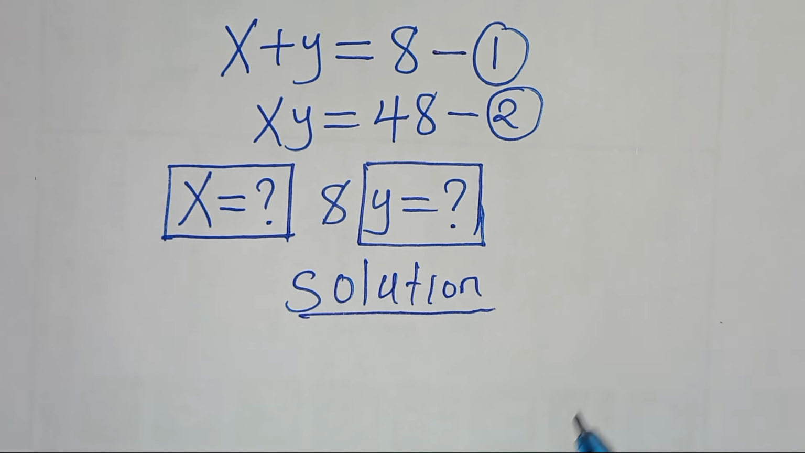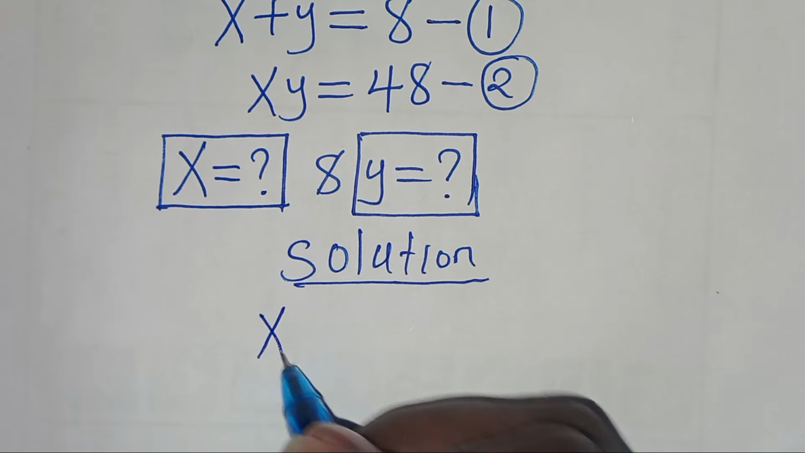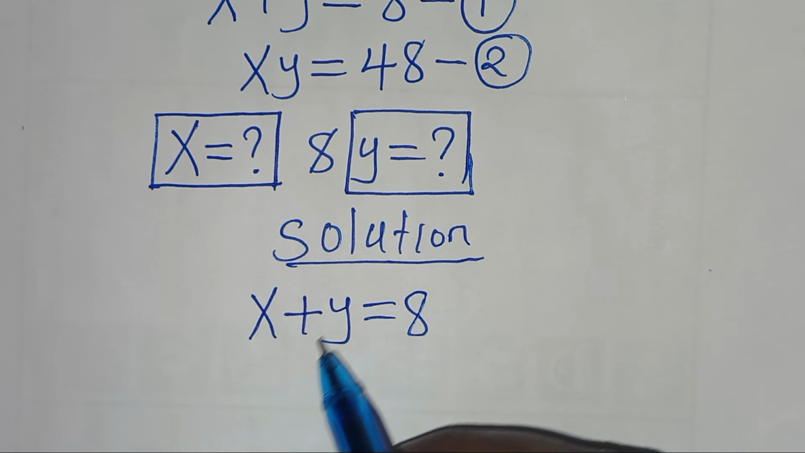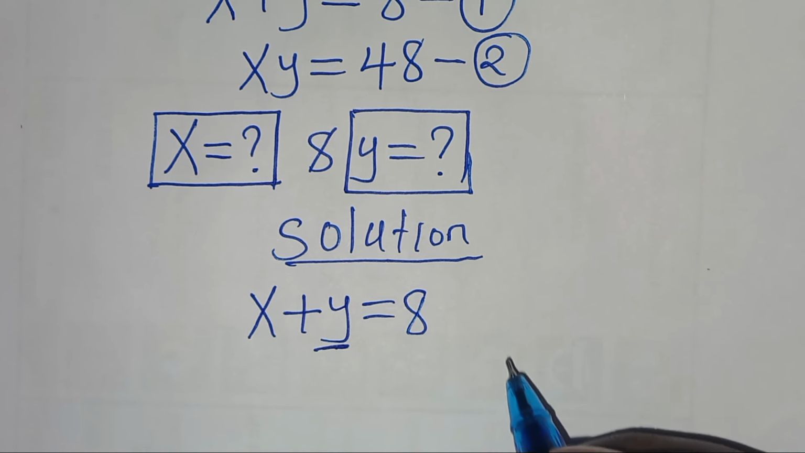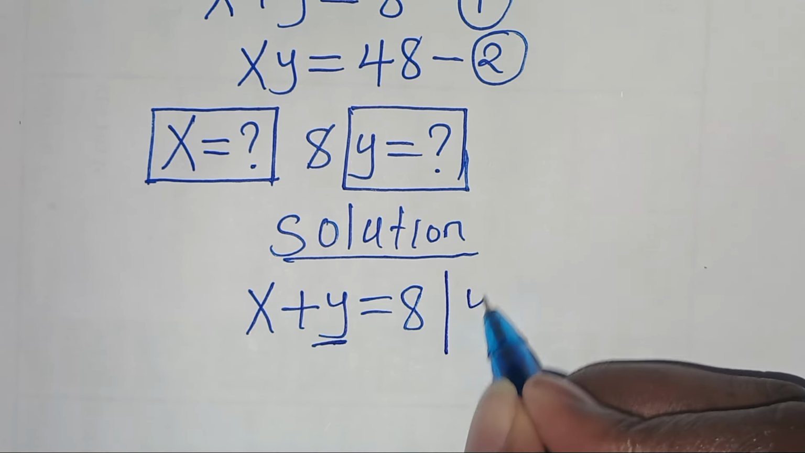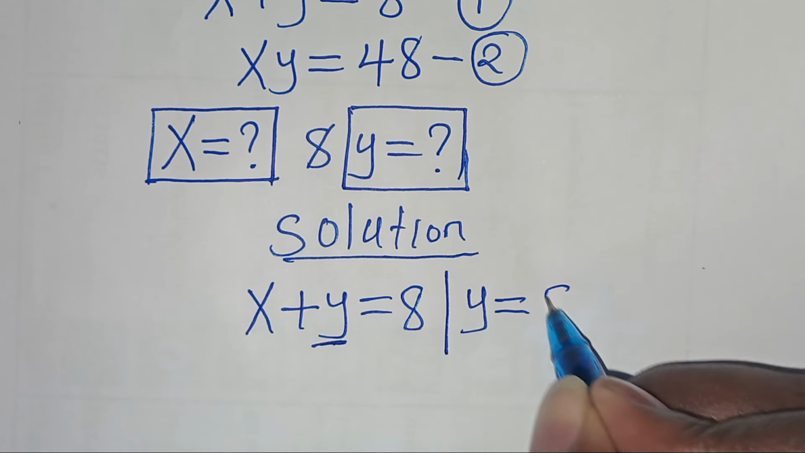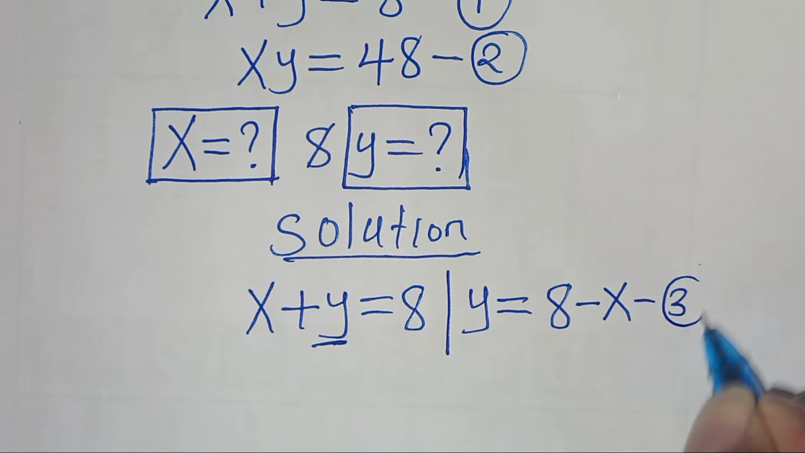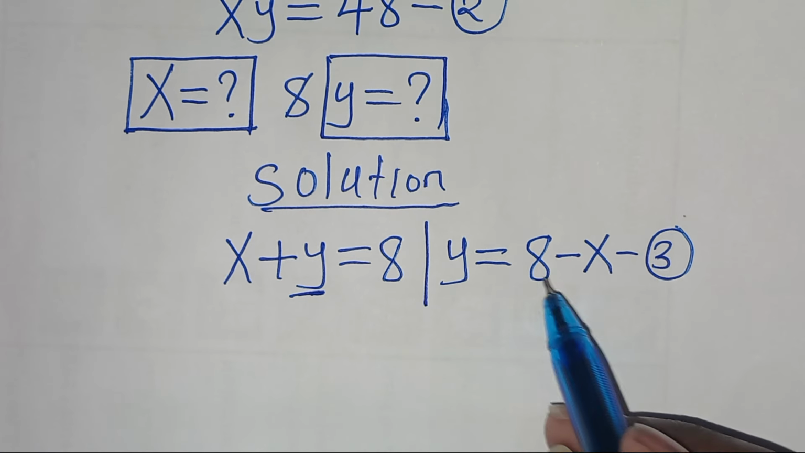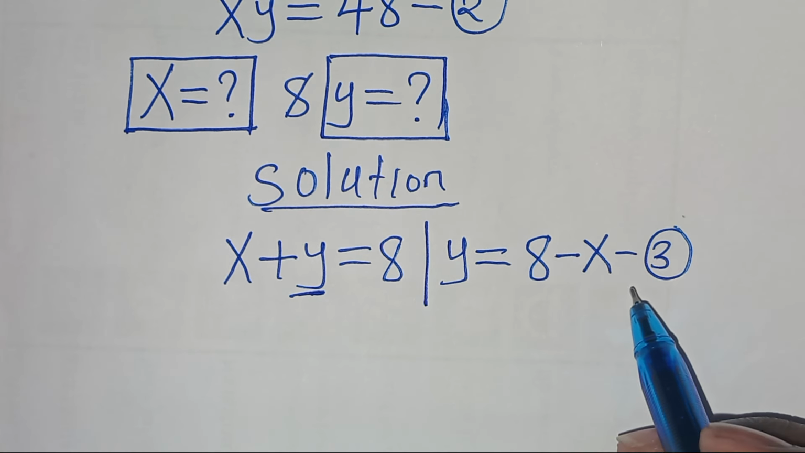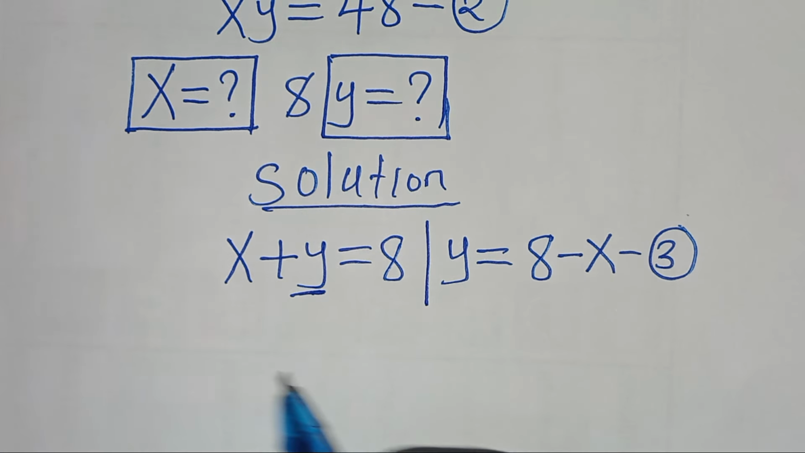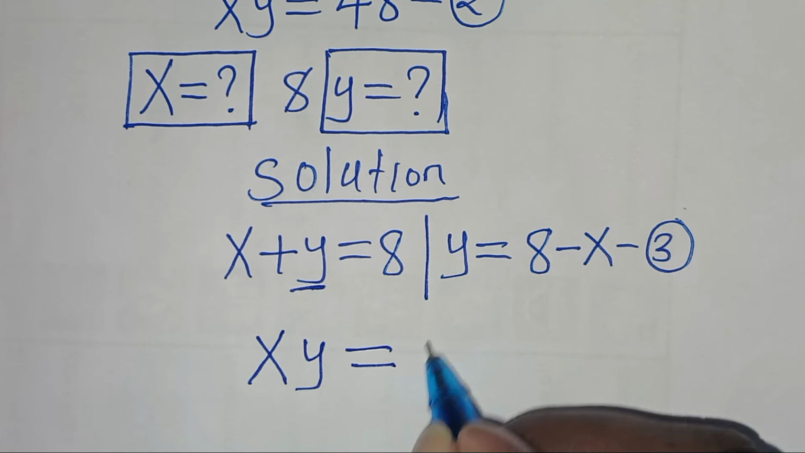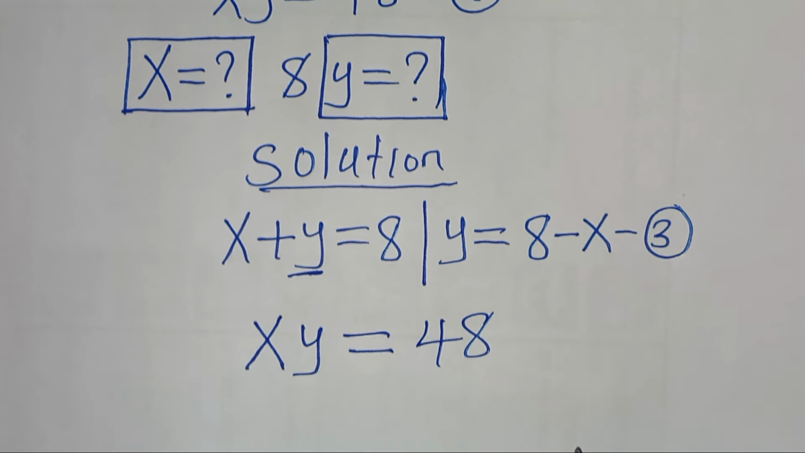Now, from equation 1, which is x plus y equal to 8, let's make y the subject of the formula, so that now we have y is equal to 8 minus x. Let's call this equation 3. So let's substitute equation 3 into equation 2. Equation 2 is x times y, which is equal to 48.